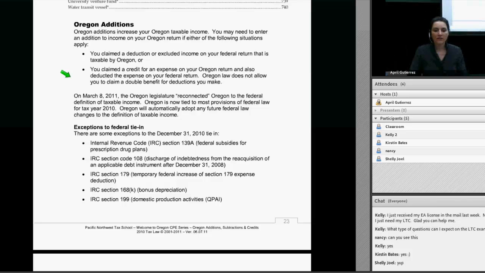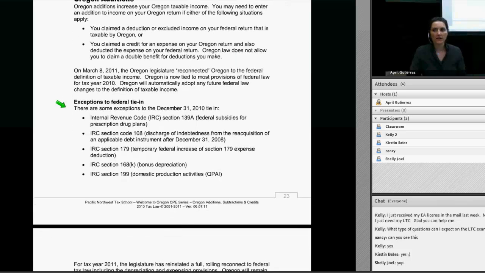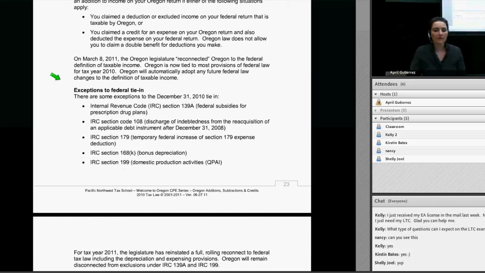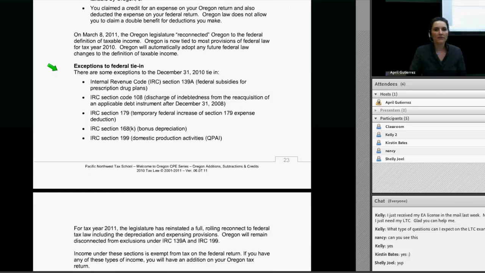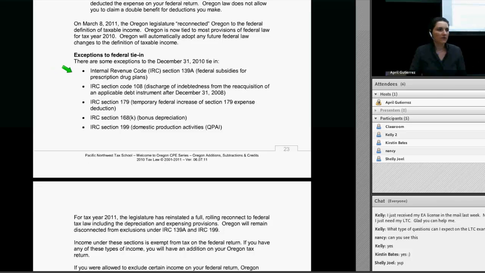On March 8, 2011, the Oregon legislature reconnected Oregon to the federal definition of taxable income. Oregon is now tied to most provisions of federal law for tax year 2010. Oregon will automatically adopt any future federal law changes to the definition of taxable income. But of course, there are exceptions to the federal tie-in, and a number of these are budgetary for Oregon. Oregon is simply saying we will not allow it because we don't want to afford to allow it. And with our current budget crisis, there are some very significant ones here that Oregon does not allow.